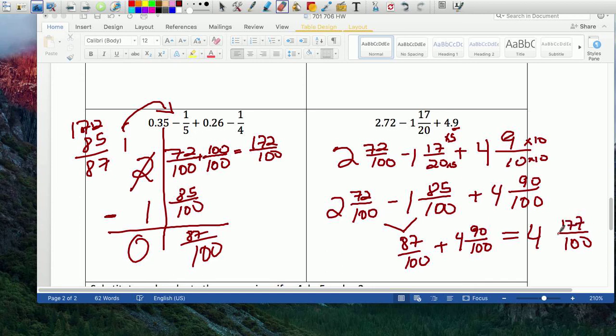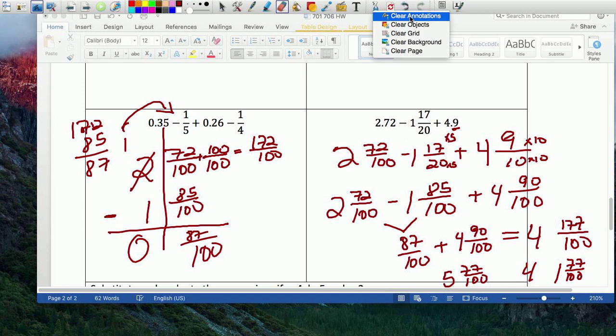That's an improper fraction. We can't leave a mixed number with an improper fraction. So the 4 stays. Let's change that 177 over 100. 100 goes into 177 one time. 77 left over 100, right? I have these two whole numbers, and what should we do with these two whole numbers? We're going to combine them. So 4 plus 1 is 5. 77 over 100. Maybe this wasn't the best way after all. Maybe you should have changed everything to decimals. And again, the choice is absolutely yours.